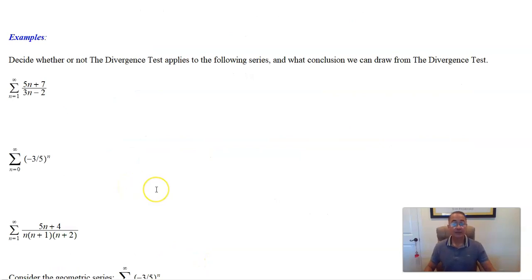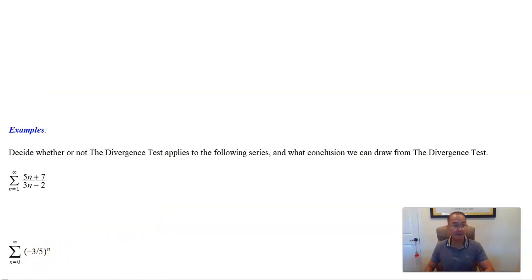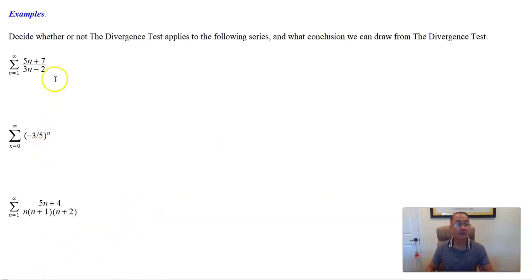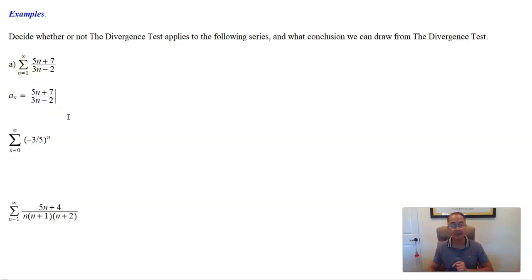All right, so we're going to look at several examples, more than just 3, because we are going to build on what we see on the screen right now. All right, so here is our first example, and let's label them. Okay, so this will be our example A. Summation n equals 1 to infinity of (5n + 7) over (3n - 2). Right? So our a_n for the series is (5n + 7) over (3n - 2).